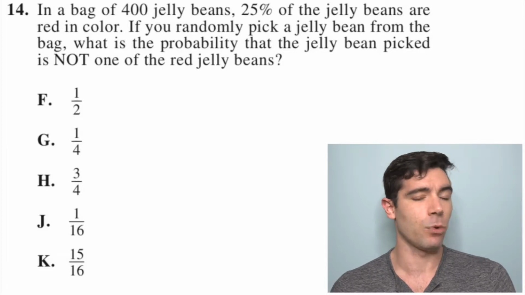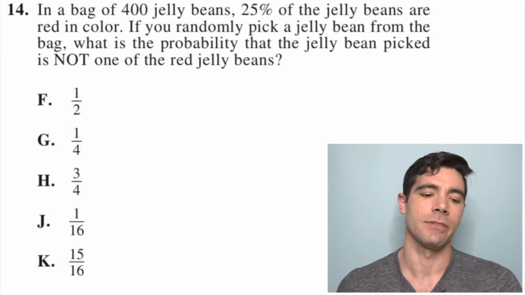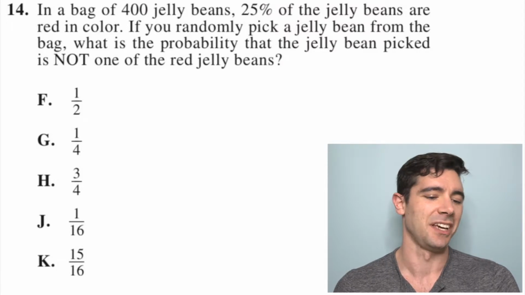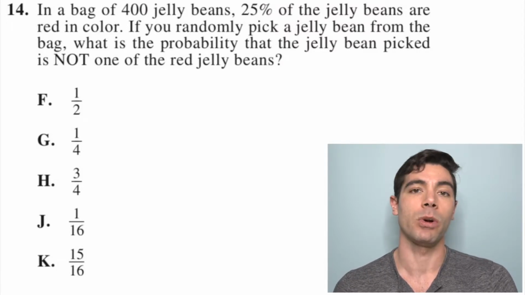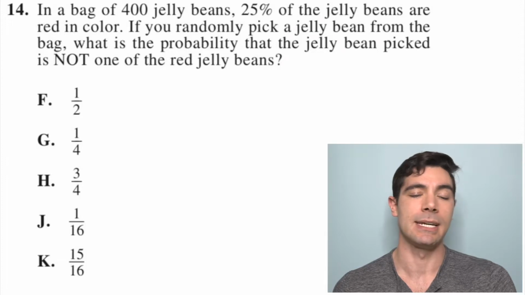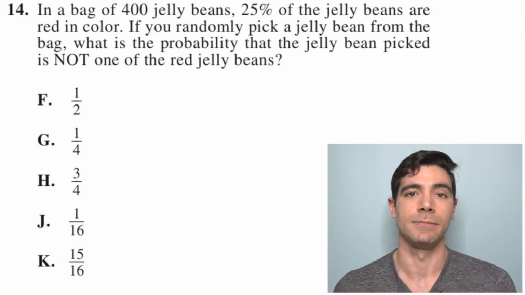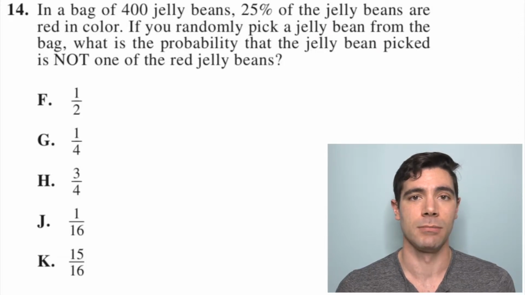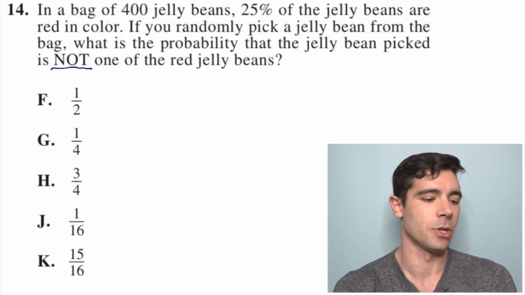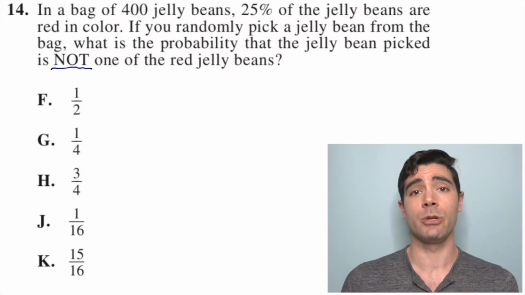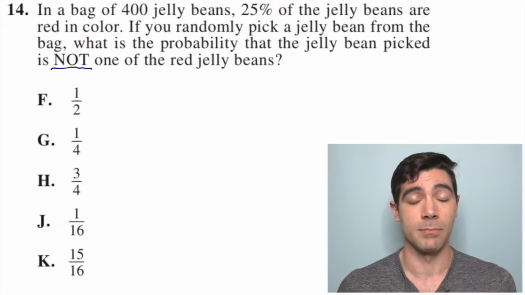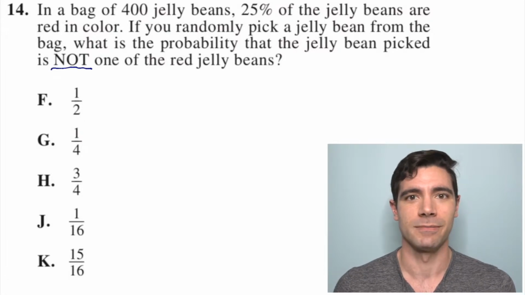In a bag of 400 jelly beans, 25% of the jelly beans are red in color. If you randomly pick a jelly bean from the bag, what is the probability that the jelly bean picked is not one of the red jelly beans? What's the most important word in this question? Not. No, seriously, it is, right? Because if we lose track of that word, we're going to get the wrong answer, but we might feel great about whatever we solve for, right?